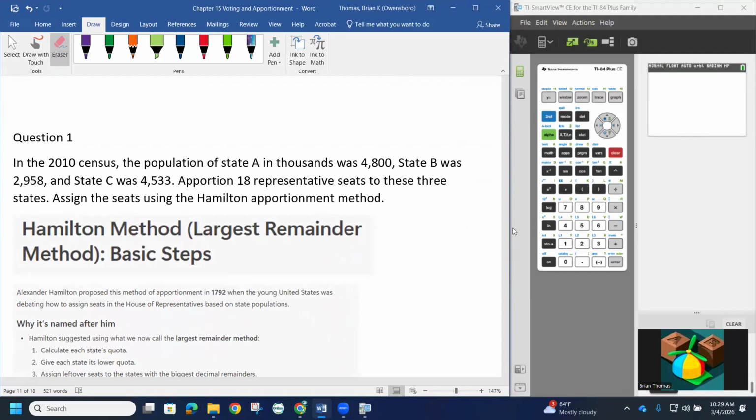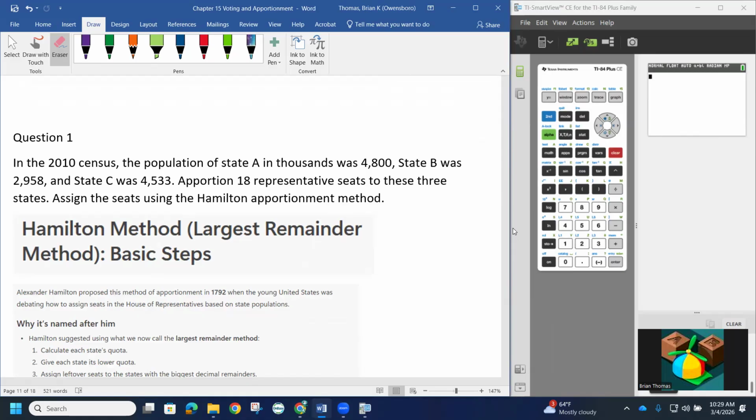So we have this question one. In the 2010 census, that's when we do a lot of this reassigning, reapportionments, if you will. The population of state A in thousands was 4,800. State B was 2,958. State C was 4,533. What we want to do is apportion 18 representative seats to these three states. Assign the seats using the Hamilton apportionment method.